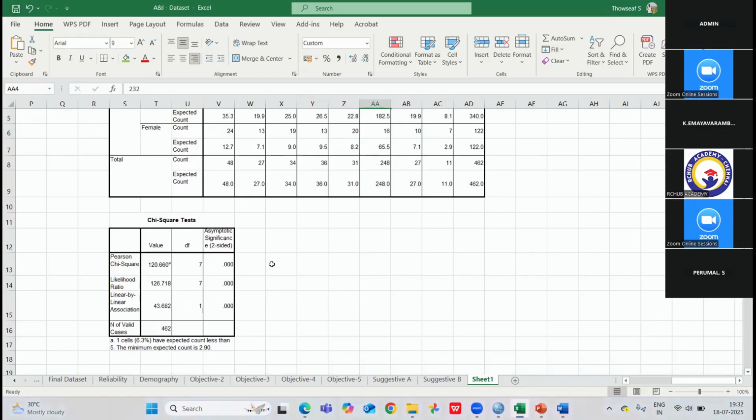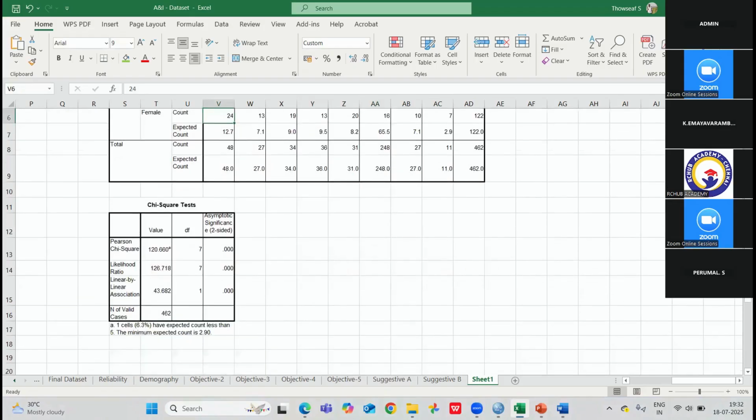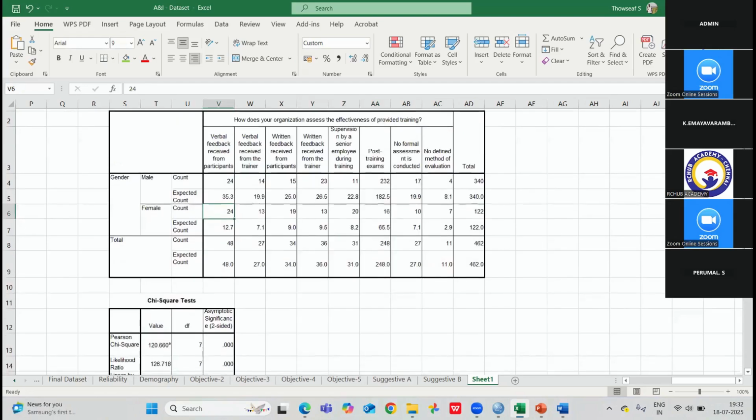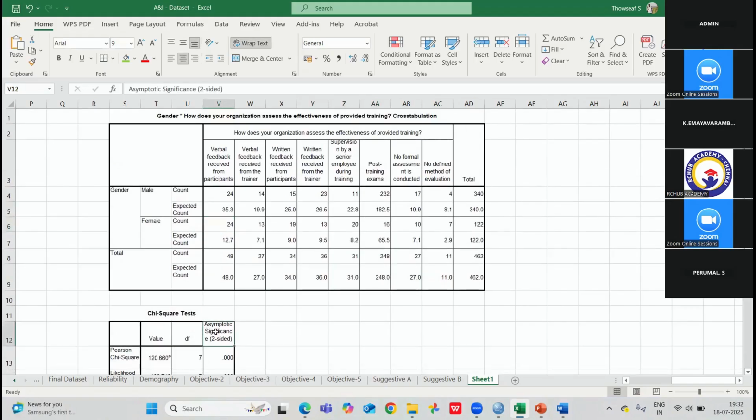So here, if you take a close look, the opinions were different for male and female. For male, it is post-training exams, whereas for female, it is the verbal feedback from the participants. So here the opinion is different. That is, there is no significant association between the opinion of male and female to measure the effectiveness of the training program. So that's how you have to write the interpretation.